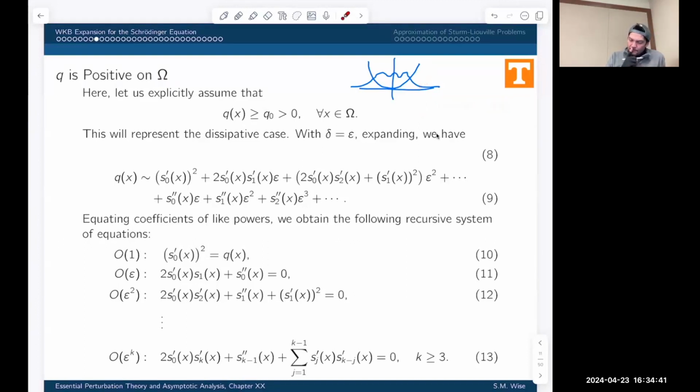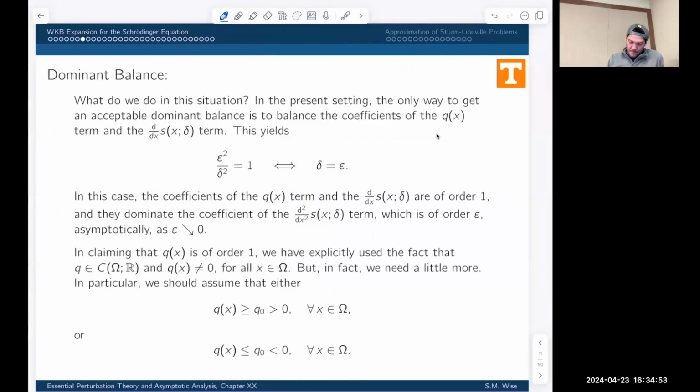Okay, so let's now plug in our power series expansion for S. So the power series expansion for S, remember what that is.